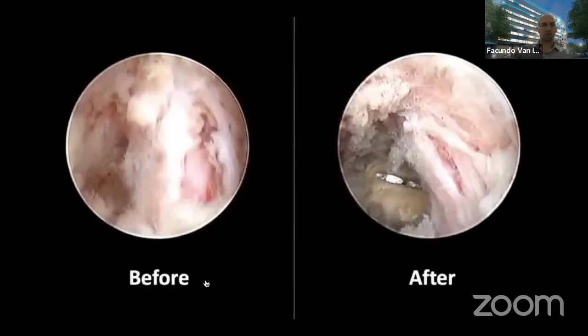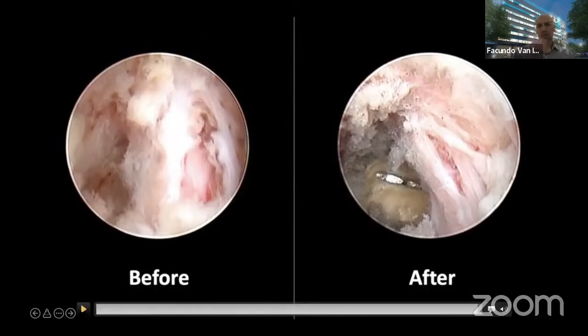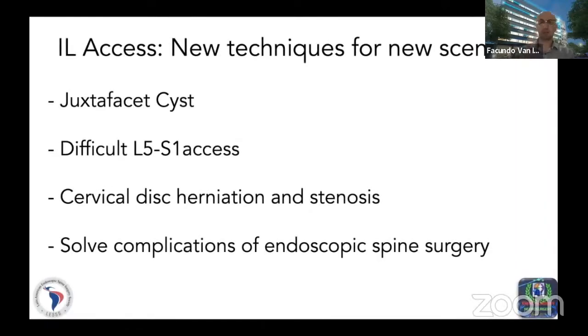So this is the before and after photo of this patient. This is an example of how the interlaminar technique affected and improved our transforaminal technique. Obviously, our improvement in techniques and technology didn't end with transforaminal access.